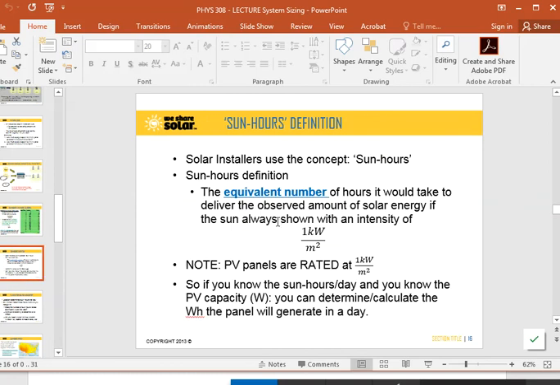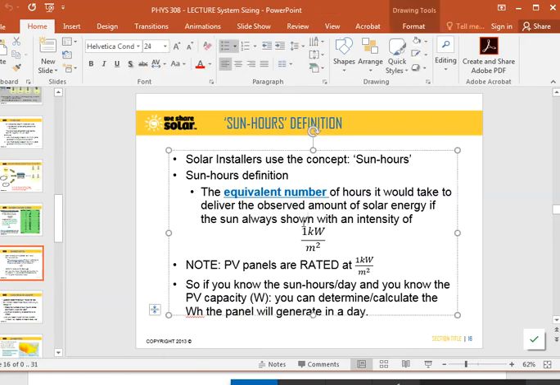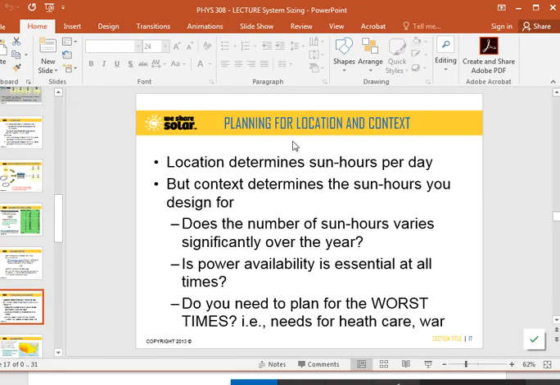So this is the equivalent number of hours it would take to deliver the observed amount of solar energy if the sun always shone, not sure if that's even the right thing, with an intensity of 1 kilowatt per square meter. Okay, so if you know the number of sun hours per day and you know the photovoltaic capacity, well, you can calculate the watt hours that the panel will generate in a day.